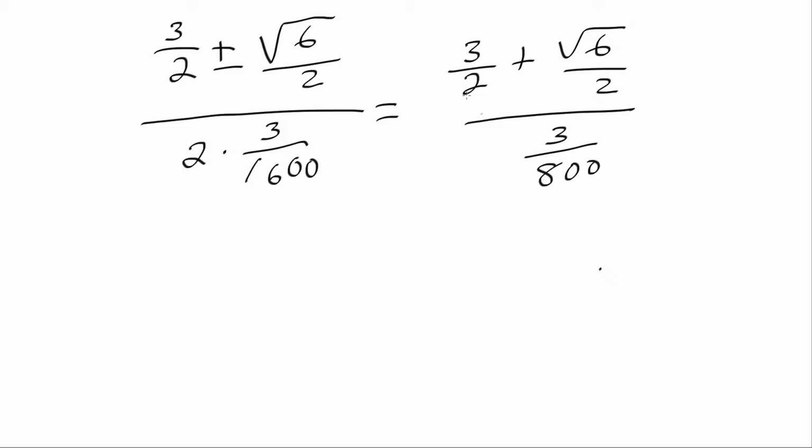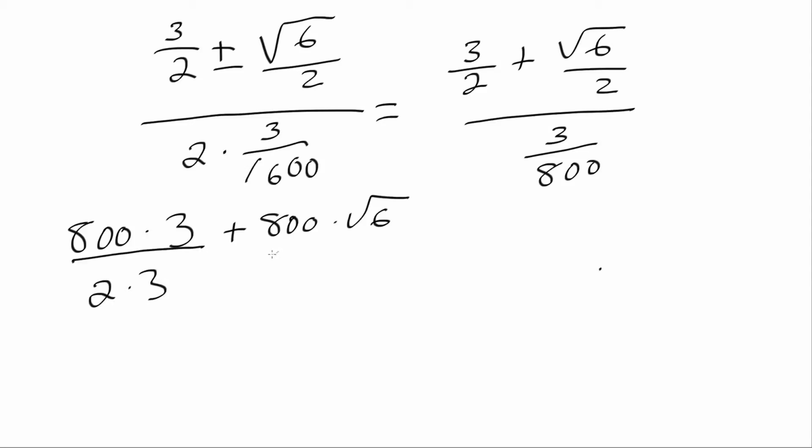Okay, now I'm going to invert and multiply everything up here, so I'm going to have 800 times 3 plus 800 times the square root of 6, and this is over 2 times 3, this is over 2 times 3. 3's cancel here, 2 goes into 800, I get 400. That's plus or minus, right? Plus or minus. And it's interesting, 400 is our midpoint, right?